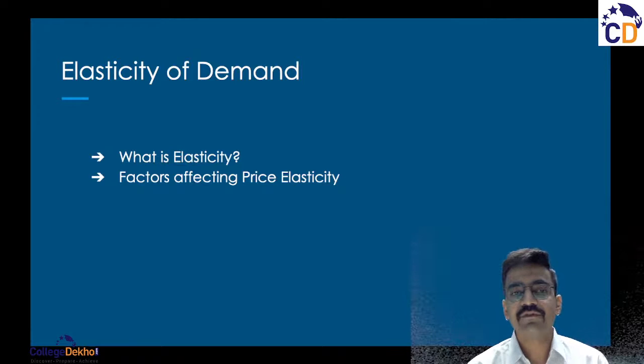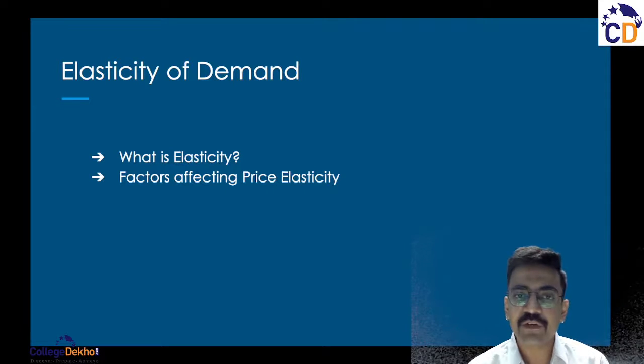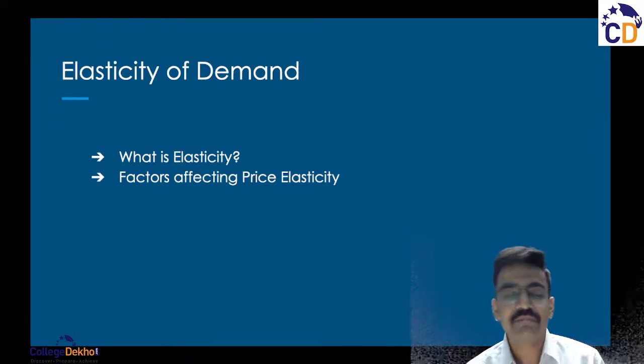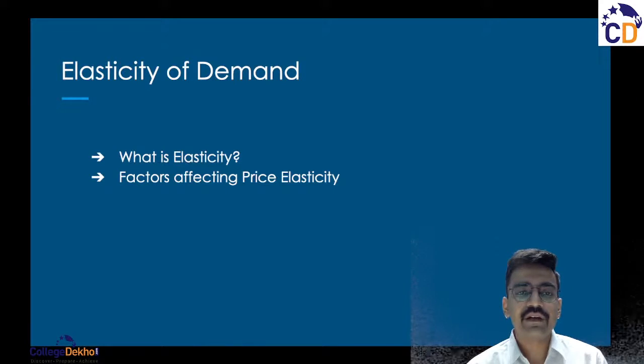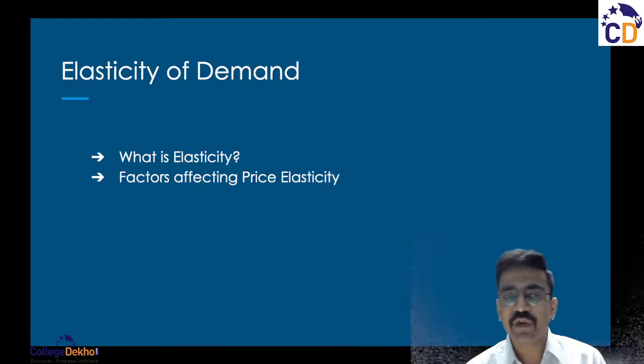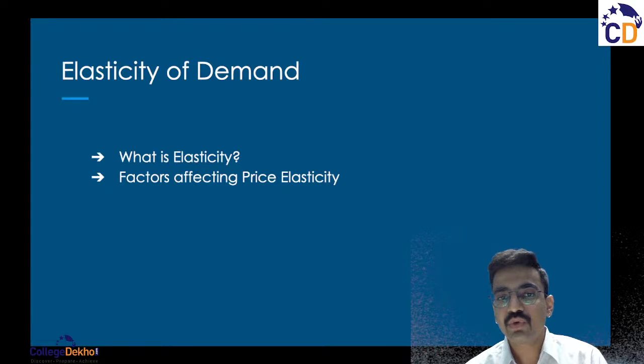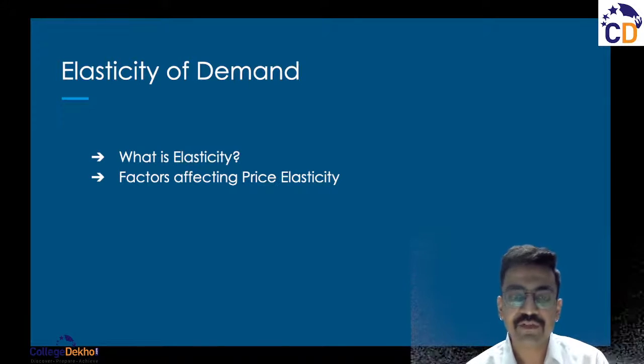So let us say that the price of a commodity today is 10 rupees, and the demand is, let us say, 100 commodities, and if the price is changing from 10 to 15, so the change here is 5 rupees, but the percentage change would be 50%.